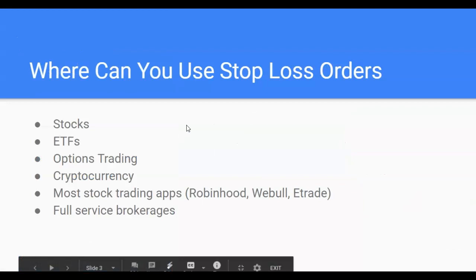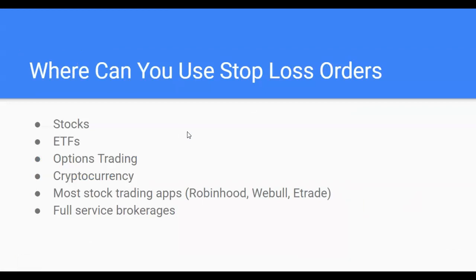Okay, so where can you use stop loss orders? Of course you can use them with stocks, but you can also use them with ETFs, exchange traded funds. You can use them on trading options, guys. You can use them in options trading, and cryptocurrency, for you guys out there that trade altcoins, like you trade Bitcoin and things like that. You can use it with Bitcoin.